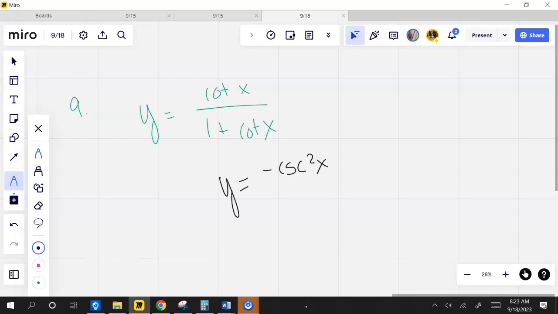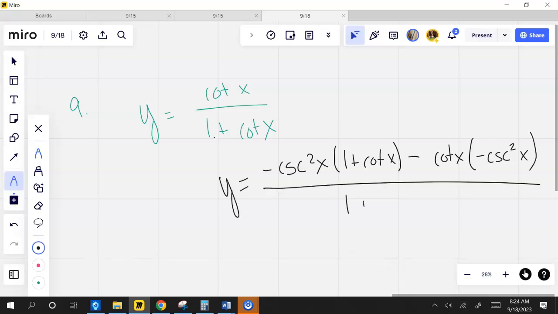That's the derivative of the top, yes? Say yes, because that's right. That's right off your pink sheet. Times the bottom, minus the top, which is cotangent, times derivative of the bottom. 1 plus cotangent, what's the derivative? Negative. Are y'all with me? All over the bottom squared.